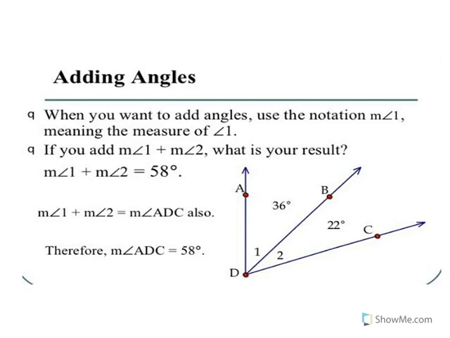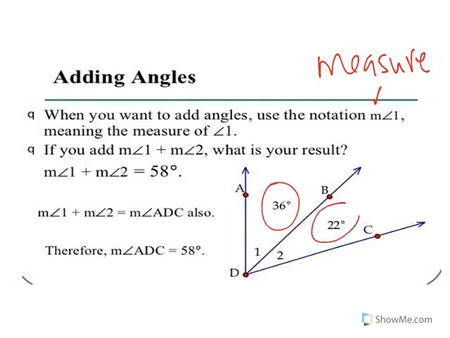Adding angles. When you want to add angles, use the notation where M stands for the measure of an angle. So here we said measure of angle 1. If you add measure of angle 1 plus measure of angle 2, what is your result? Measure of angle 1 is 36 degrees, measure of angle 2 is 22 degrees. So we have 36 degrees plus 22 degrees. Make sure that you have the degree sign. This gives us 58 degrees.